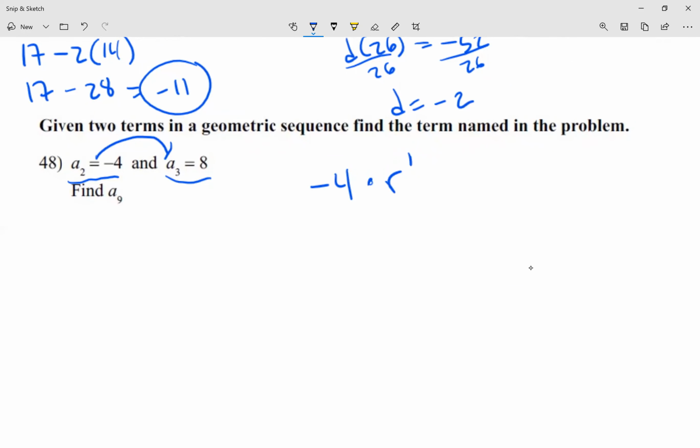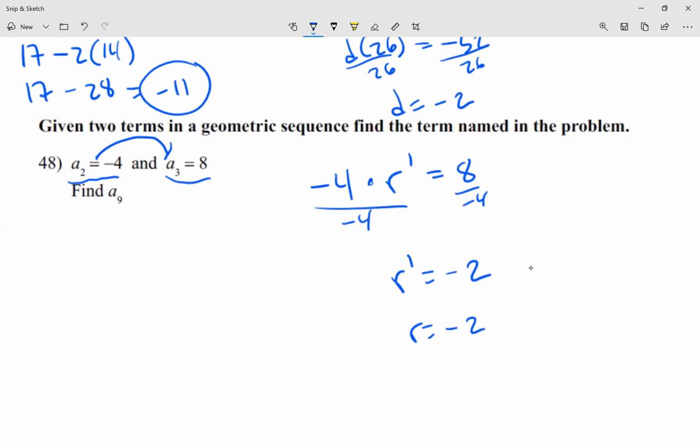So -4 times r to the 1 equals 8. Let me divide by -4. So I get r to the 1 is equal to -2. Well, isn't r to the 1 just r? So the number I multiplied over and over is -2.